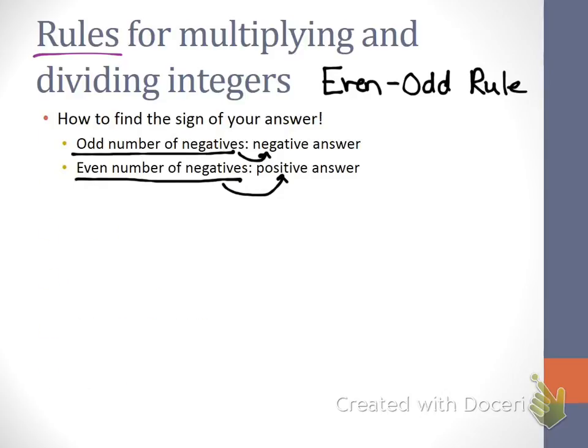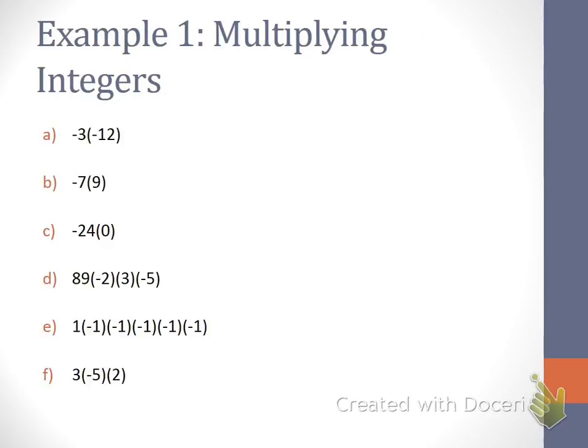All right, so now let's look at example 1. The first thing I'm going to do is just multiply the numbers. I'm not worried about the signs at this point. I'm just going to ignore them for now. What is 3 times 12? 36. Now I'm going to go back and figure out, is it positive or negative? So how many negative signs do I have here? 2. 2 is an even number, so it's positive 36.